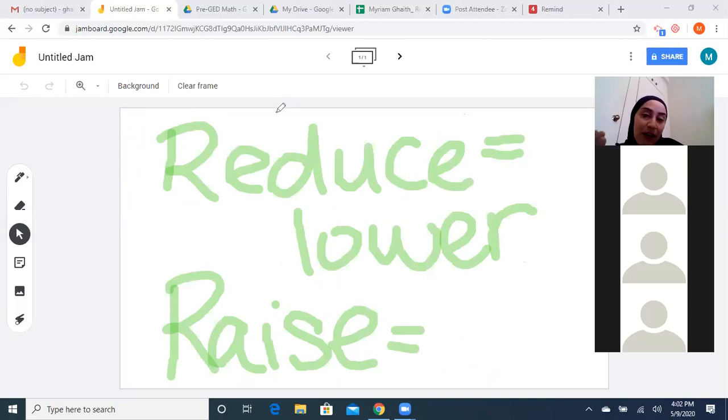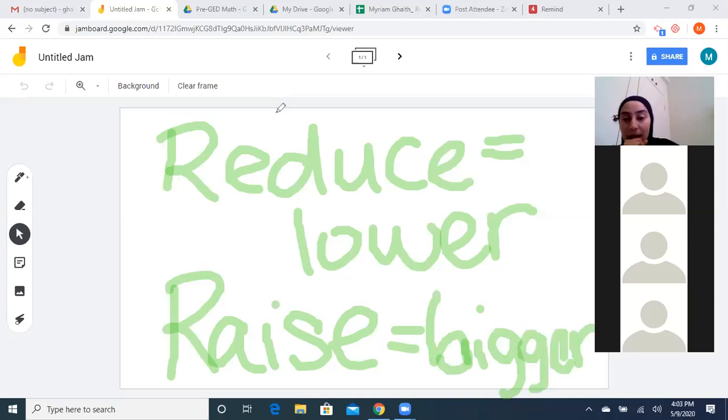So when we're talking about fractions, if the direction says reduce the fraction, that means make it smaller. If the direction says raise the fraction, it means make it higher, bigger. So let's look at page 441. Let's look at an example.